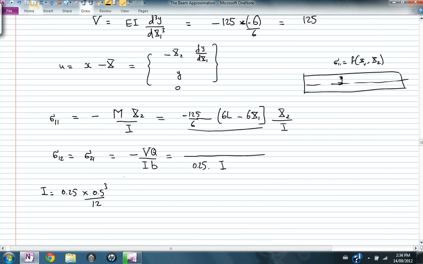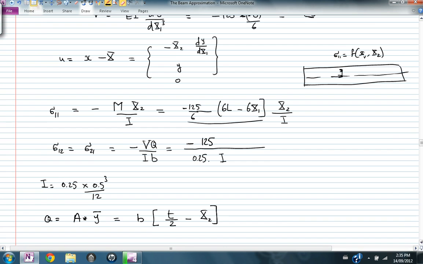The shear is equal to 125, so negative 125, and Q is given as the area multiplied by the distance from the neutral axis, and we discussed this when we derived the equations. This is equal to the area, which is the width of the beam, multiplied by the height, which will be T over 2 minus x2. So this is the area.